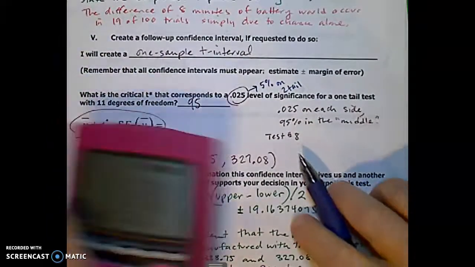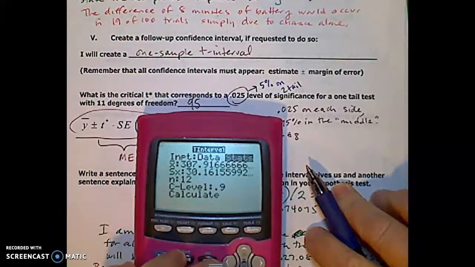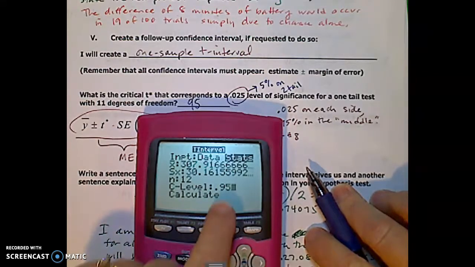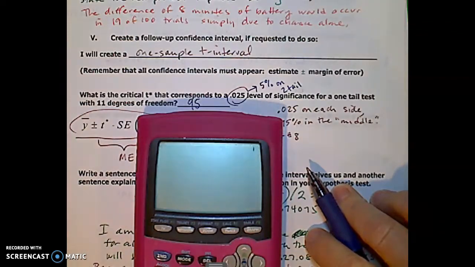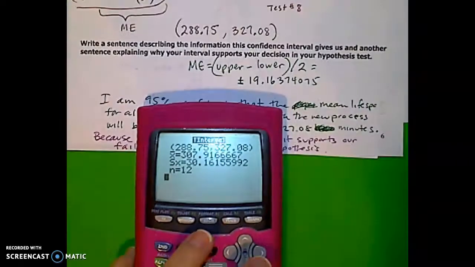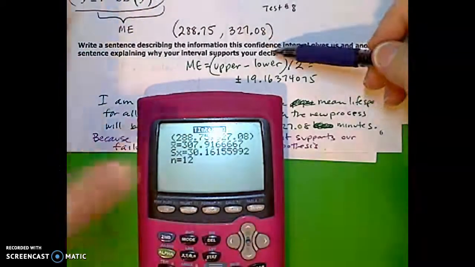We're going to do it on the calculator though. So we're going to do test number 8, the t interval. We're going to use the stats that are already in our calculator. Confidence level 95%. Be sure and always check that. Otherwise it's just going to have what you used last, which may not be what you want. And our confidence interval here, 288.75 to 327.08.